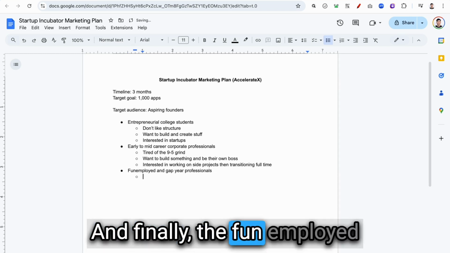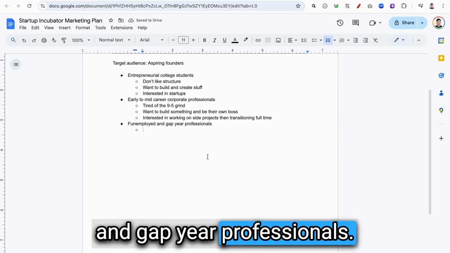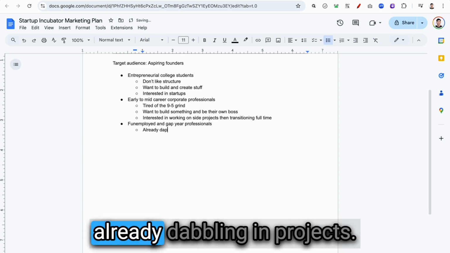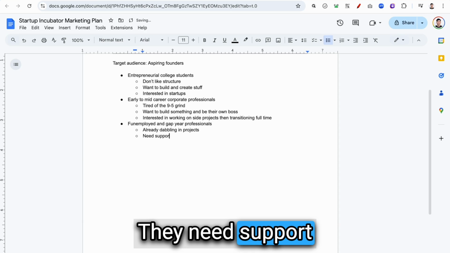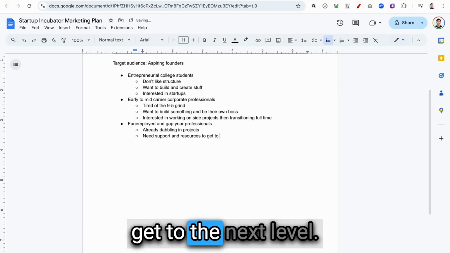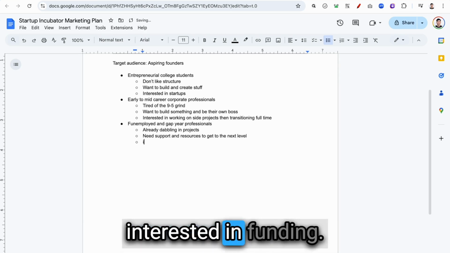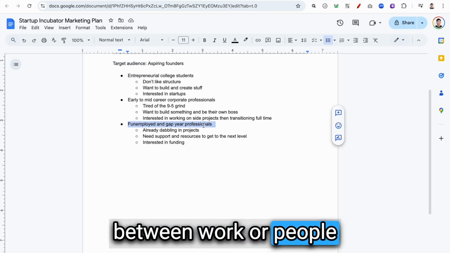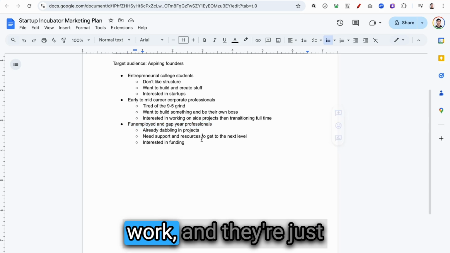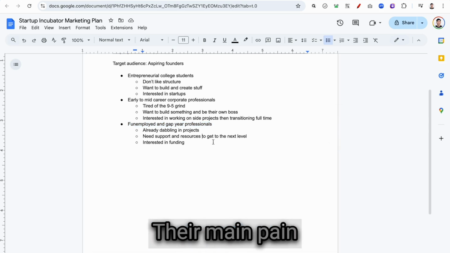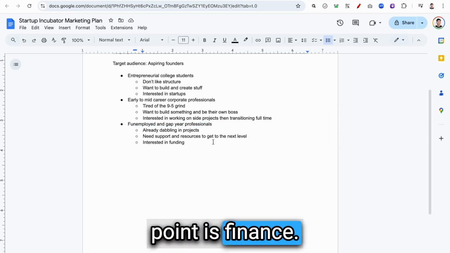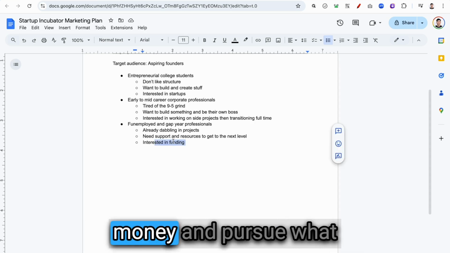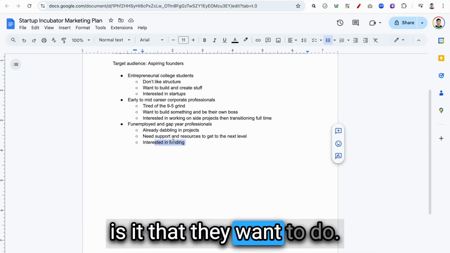And finally, the unemployed and gap year professionals. These are people who are already dabbling in projects. They need support and resources to get to the next level, and they might be interested in funding. These could be people who are taking a break in between work, or people who got laid off from work and they're just working on their own thing. Their main pain point is finance. They want to be able to raise money and pursue what it is that they want to do.